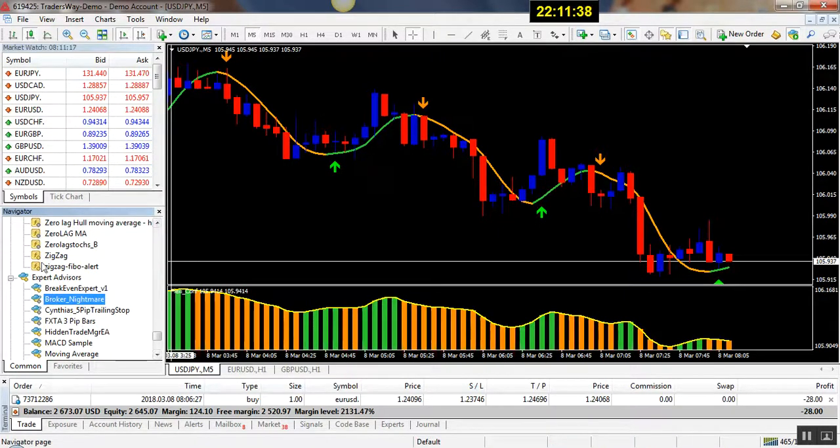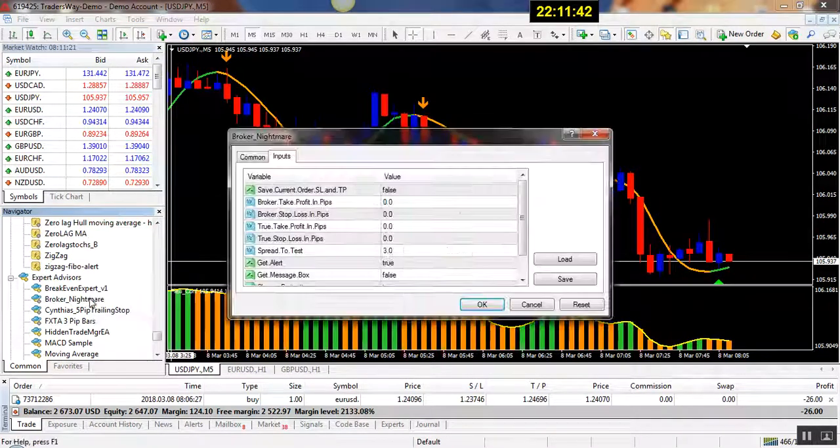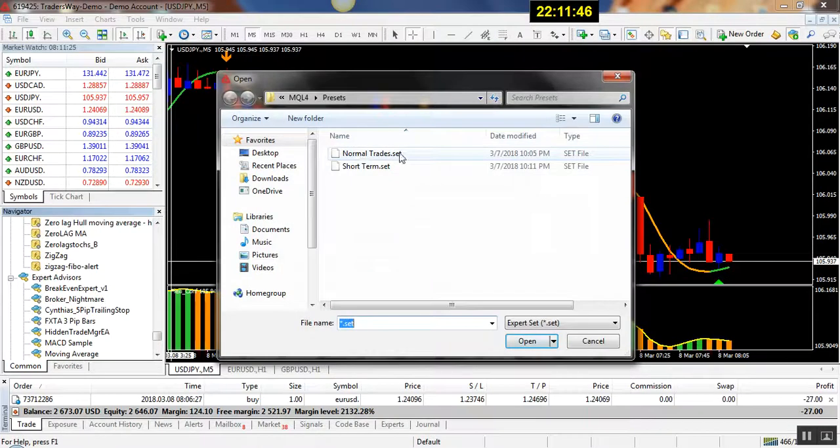Now you can see if I bring up my broker's nightmare, once it's set up like this, I can bring it up here and you can see there's nothing there. Load. Then I can make my choice. If this is going to be a normal trade of 15, 30 minutes or an hour time frame, I would do the normal. And if it's going to be a short-term setup, I do the short-term setup. And that's all there is to it.